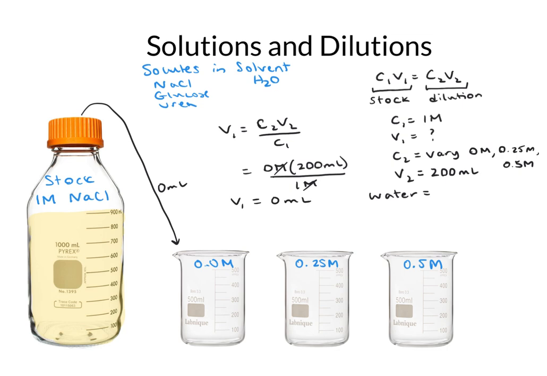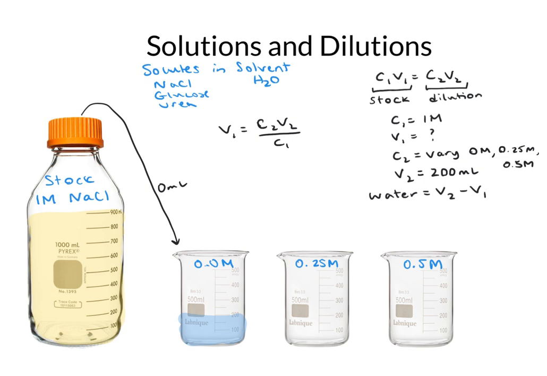So just plain water is going to be the final volume minus the volume of the stock solution that you added. So in this case, the water that you would add would be 200 milliliters minus 0 milliliters, for 200 milliliters of water. So if you added first 0 milliliters of your stock solution, then you would measure out 200 milliliters of water. Your final 200 milliliter dilution is at 0 molar. All right, let's do the next one.